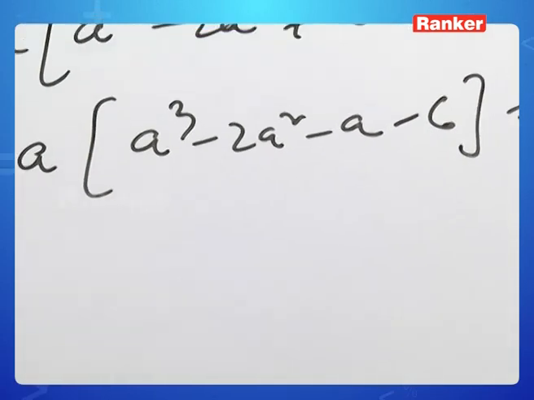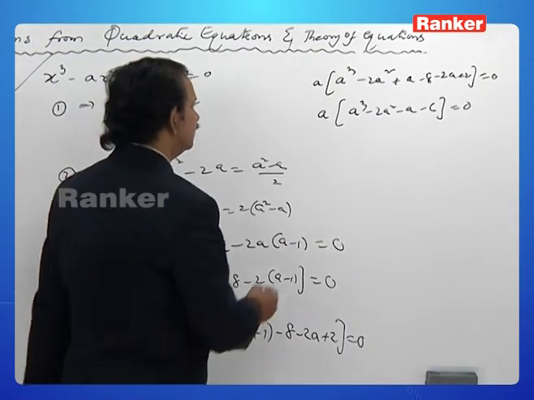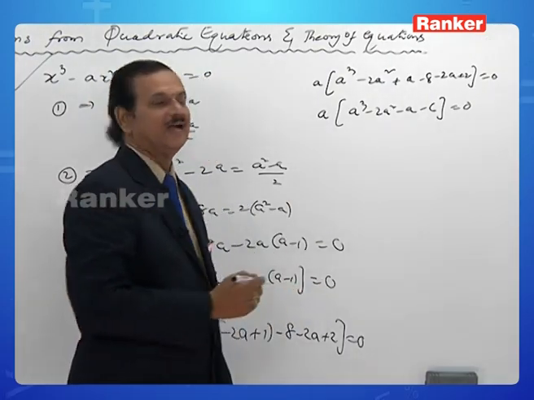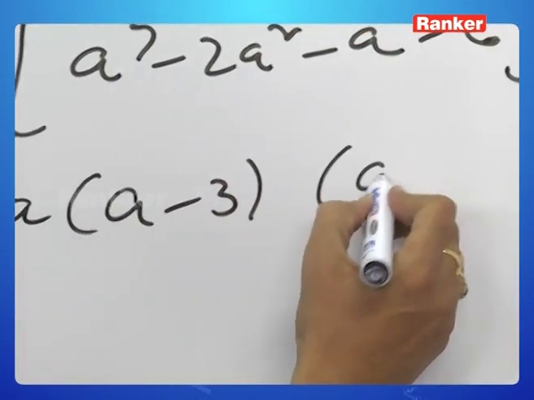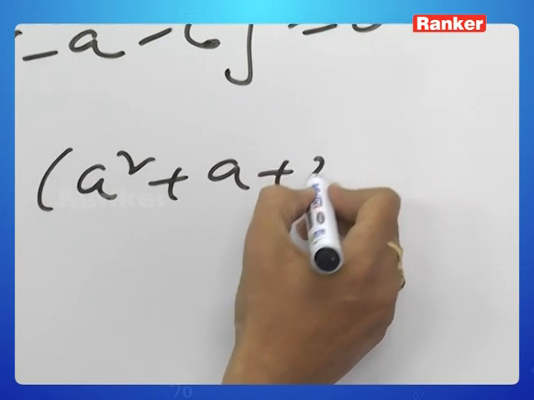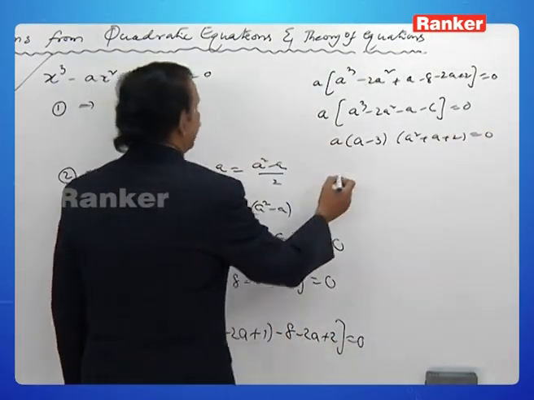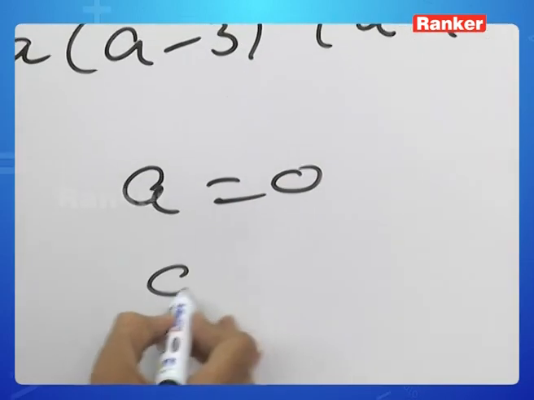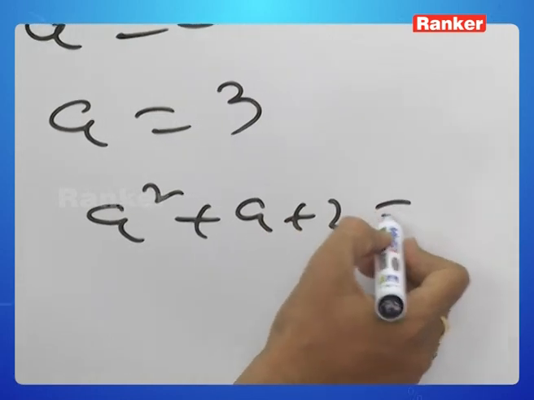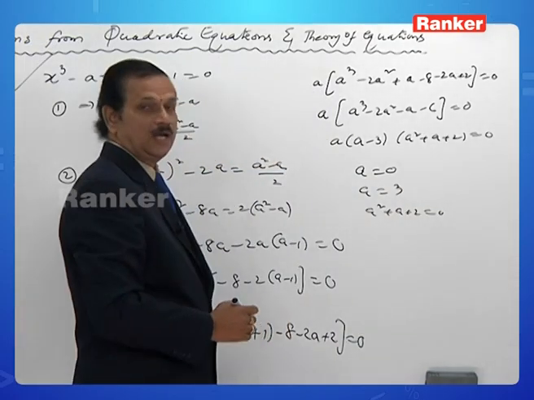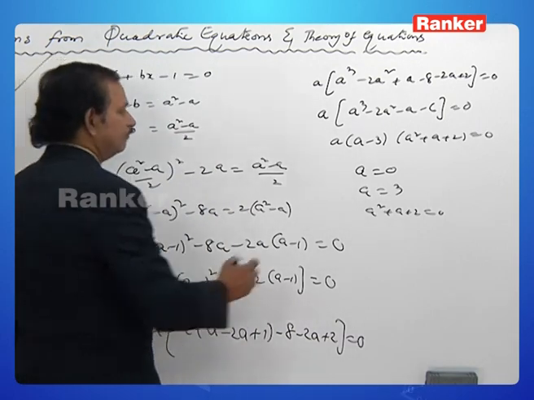You can easily observe that a is equal to 3 is a factor, and this can be factorized as a into a minus 3 into a square plus a plus 2 is equal to 0. From which you can say that a is equal to 0 or a is equal to 3 or a square plus a plus 2 is equal to 0. Let us observe these two things. If a is equal to 0, what happens? B is also 0.